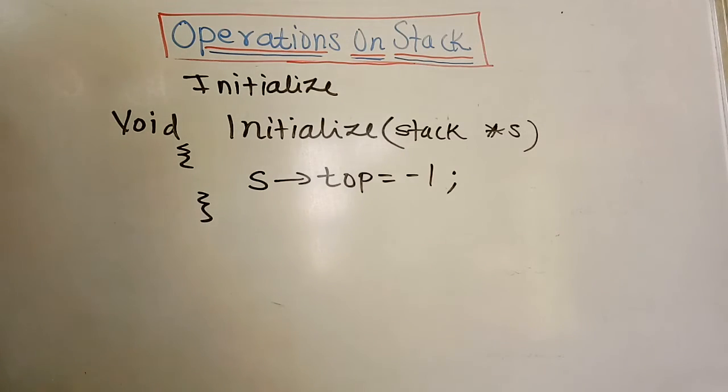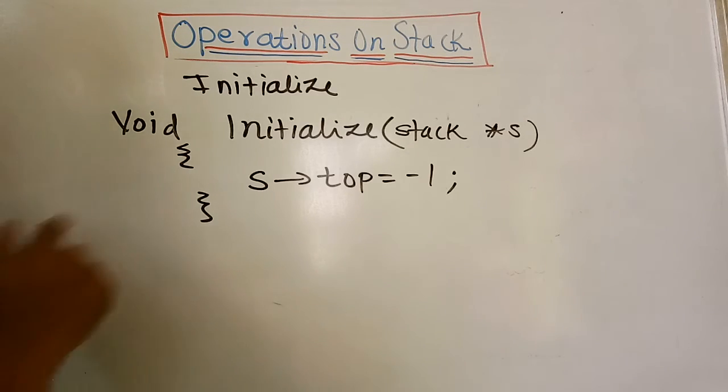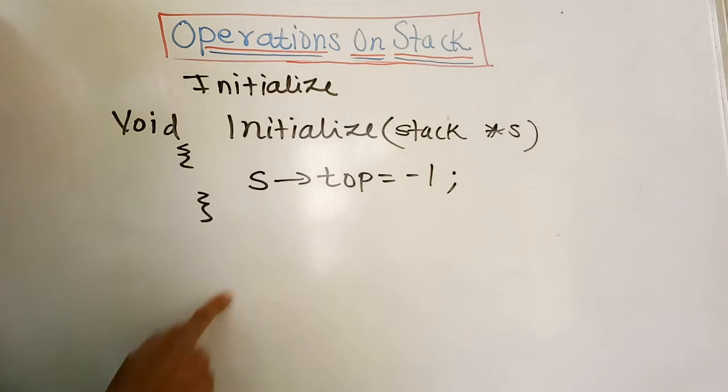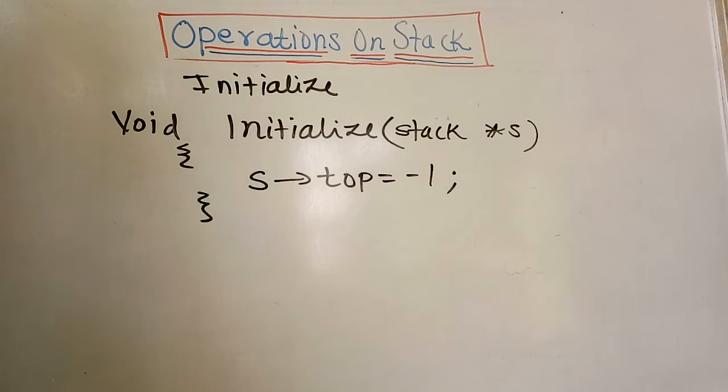Now, when you are performing any operations on a stack, there may be a sudden requirement to check something first. Here we are forcefully making the top minus 1, meaning we are making the stack empty. But there can be cases where we have to check whether the stack is empty or not, and then accordingly perform operations like insert or delete, meaning push or pop.